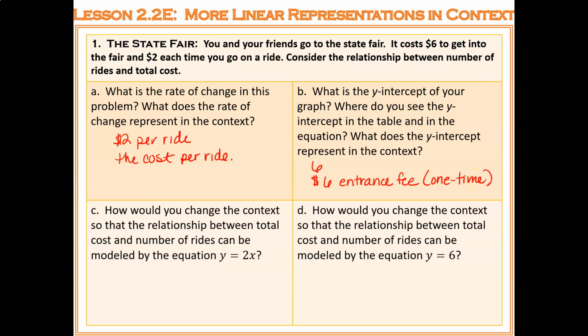How would you change the context so the relationship between the total cost and the number of rides can be represented by this equation? Well, here's our original equation. If we take away the B, that's the entrance fee, so there would be no entrance fee.